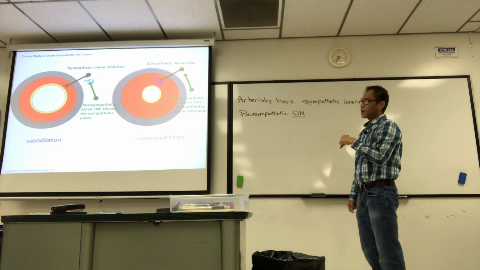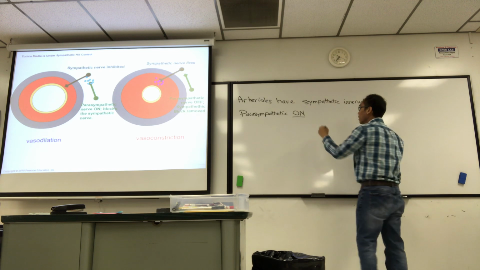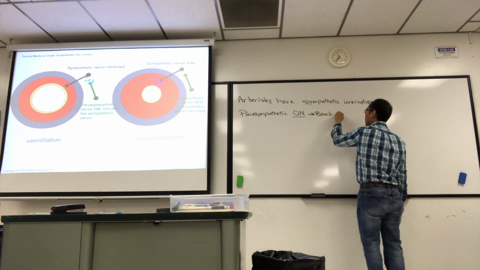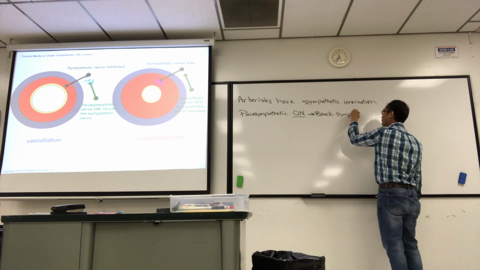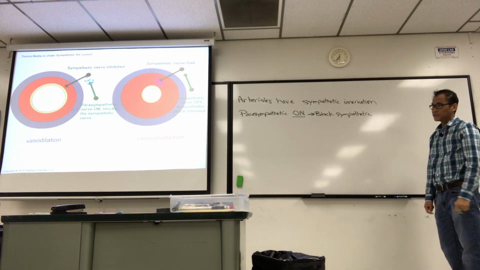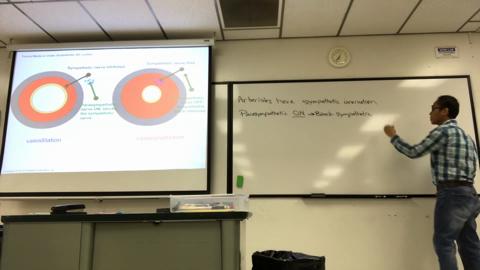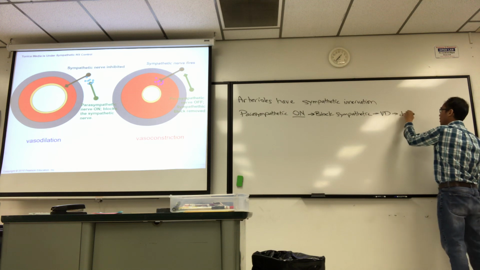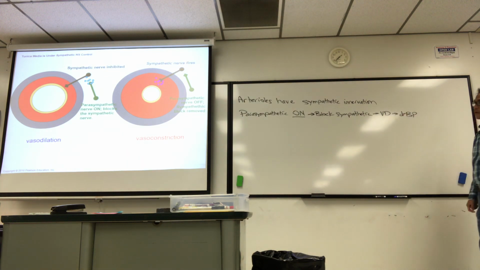You block sympathetic. That allows the tunica media to vasodilate, and that will lower blood pressure. So I'll put VD, vasodilate, drop BP. So that's on the left. On the right, it's the same thing in reverse.